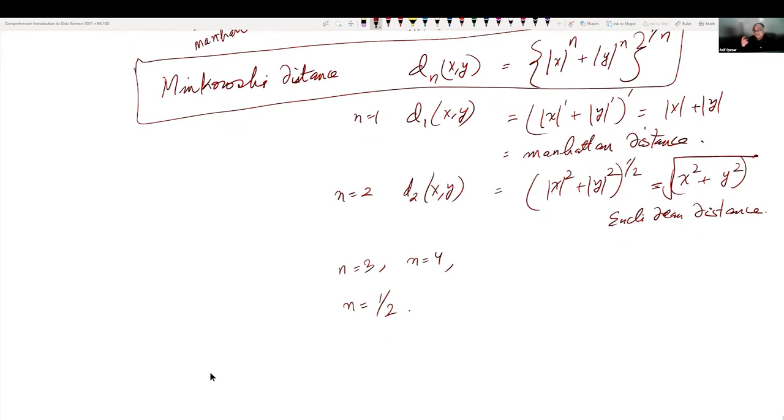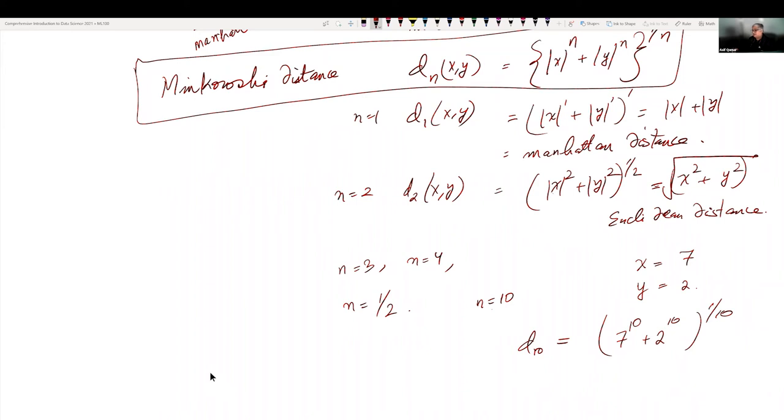So let us take n a very high value, let's say 10. And let us say the x distance, the north-south distance, was, let's say, 3, and the y was, I'll just exaggerate it, let's say this was 7 and this was 2. So what happens when you do this? You will do 7 to the power 10 plus 2 to the power 10, to the 1/10th power, isn't it? D10. Would you agree?